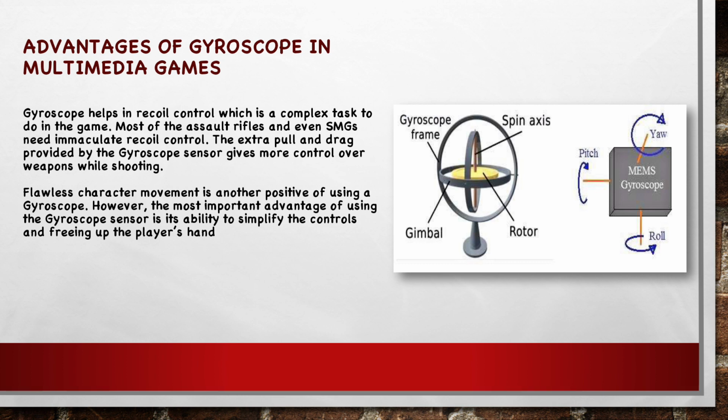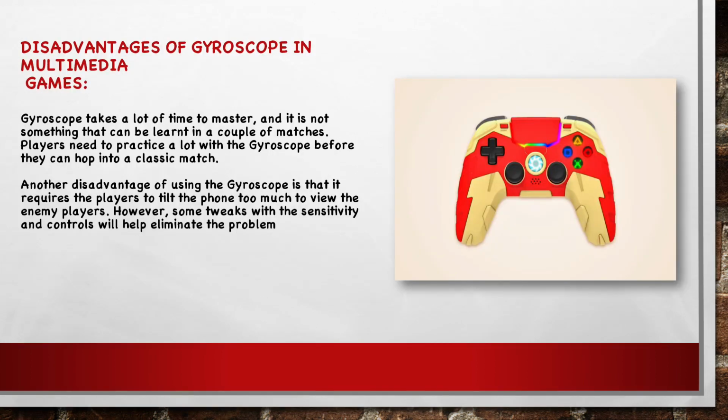Gyroscope helps in recoil control, which is a complex task to do in the game. Most of the assault rifles and even SMGs need immaculate recoil control. The extra pull and drag provided by the gyroscope sensor gives more control over weapons while shooting. Flawless character movement is another positive of using a gyroscope. However, the most important advantage of using the gyroscope sensor is its ability to simplify the controls and free up the player's hand.